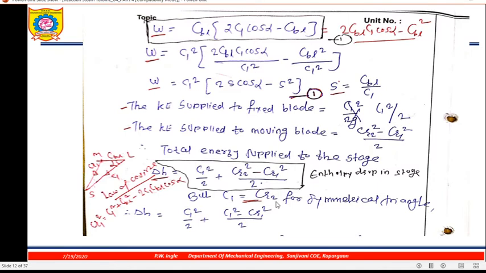But C1 is nothing but Cr2. Therefore, C1 square by 2. So Cr2 is nothing but C1. So (C1 square minus Cr1 square) upon 2. Okay, so what is this? This we will discuss in the next PPT. This is the cosine law.